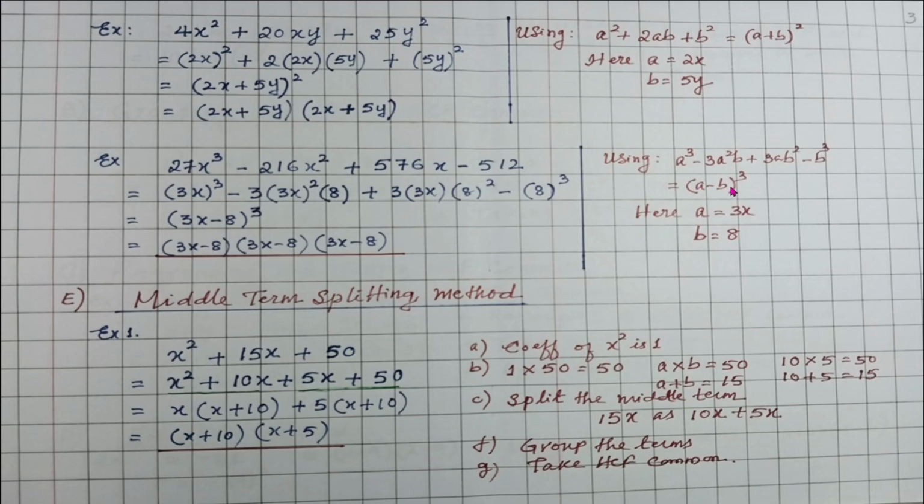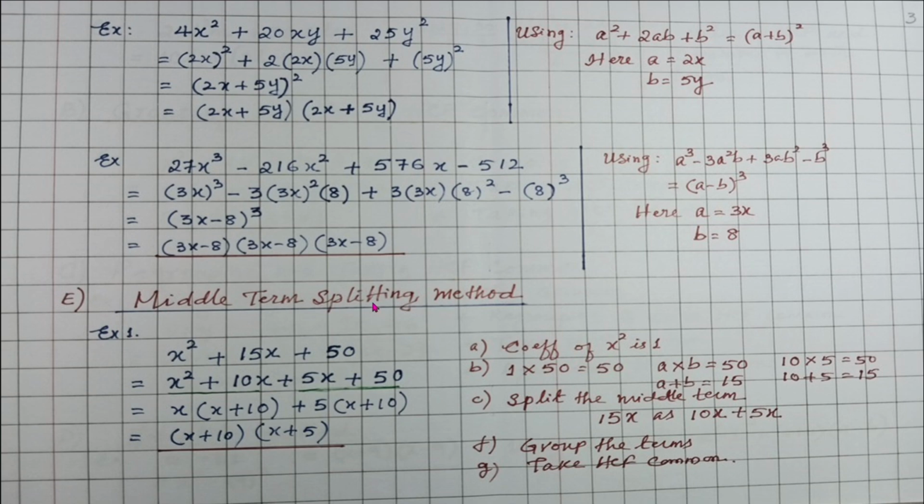Now therefore the RHS is (a minus b) whole raised to cube. Use this. Therefore here we have a as 3x and b equal to 8. Therefore (a minus b) whole raised to cube becomes (3x minus 8) whole raised to cube, and that is (3x minus 8)(3x minus 8)(3x minus 8), and that is the factorization. So we have three important factors here, because it is a third degree algebraic expression or polynomial. So remember, if it is second degree we have 2 factors, if it is third degree we have 3 factors. Now the next important method is the middle term splitting method of factorization.